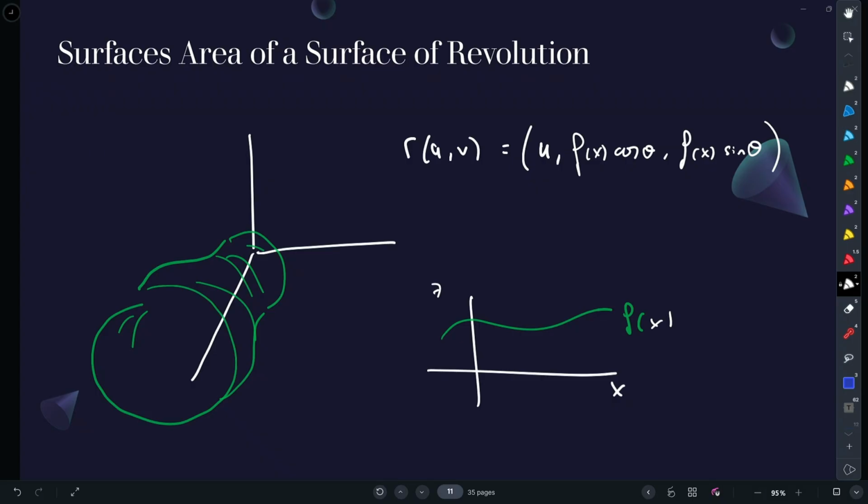So this is a parameterization. Let me change the parameters to u and v. So this would be u, f of u cosine v, f of u sine v. Now that I have a parameterization for the surface of revolution, I can use the formulas in terms of the integral with the length of the cross product of r_u and r_v. I can take derivatives and so on, compute the cross product, compute the length, and that is going to be the conversion factor for that integral.